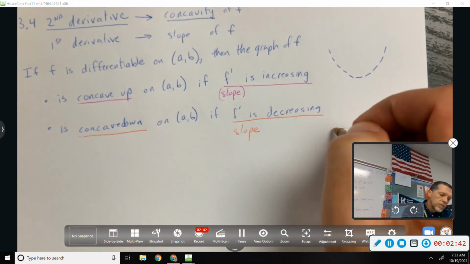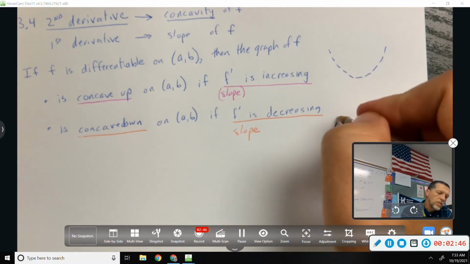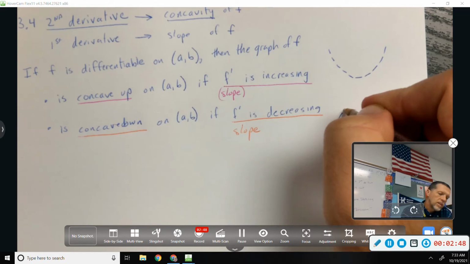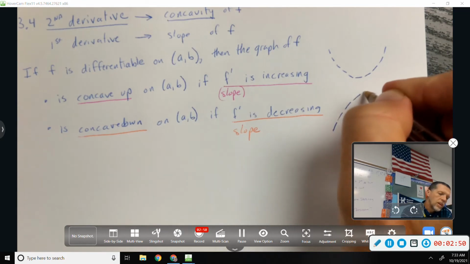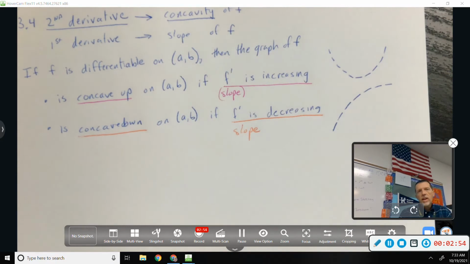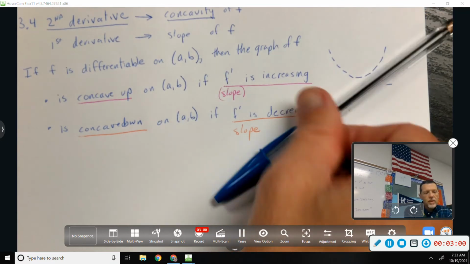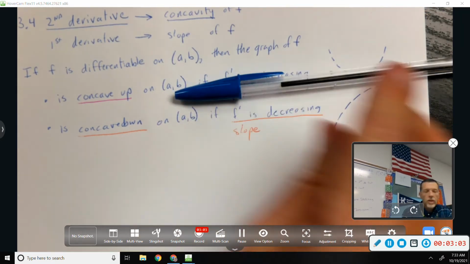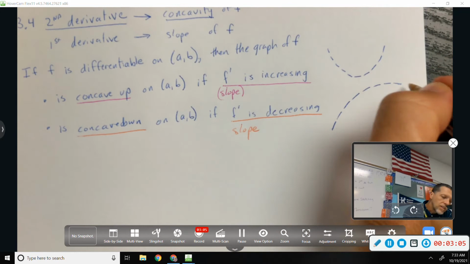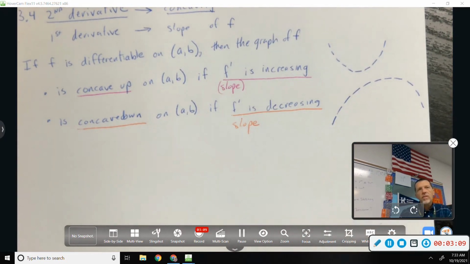So we'll start with a really steep slope, and then the next piece over is not as steep, not as steep. So those slopes are decreasing. It used to be really steep, and then less steep, and then less steep, and then 0 steep, and then maybe it goes negative. So that's concave down.